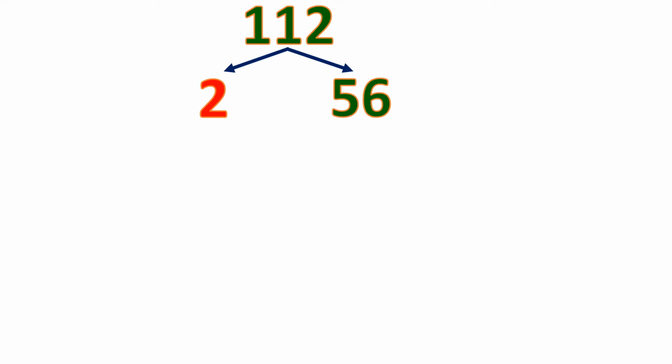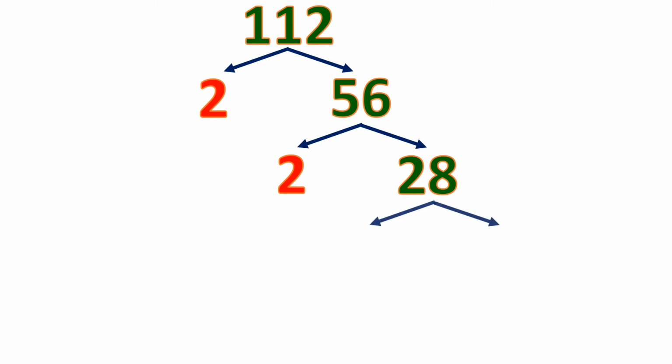it's 112. Now 2 is a prime number, so that's why I colored it with red, because we don't have to do anything with that. It's already prime, while 56 is still composite. And so we're going to break it into 2. So we'll have 2 times 28, that is 56. And then 2 is already prime, and we're going to do something with 28. We can separate it into 2 and 14, because 2 times 14 is 28.